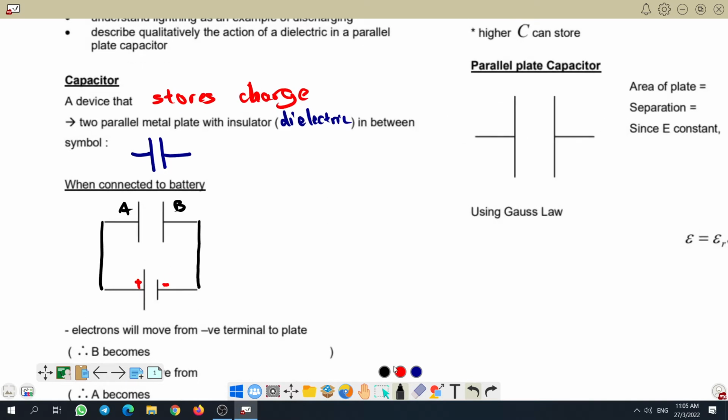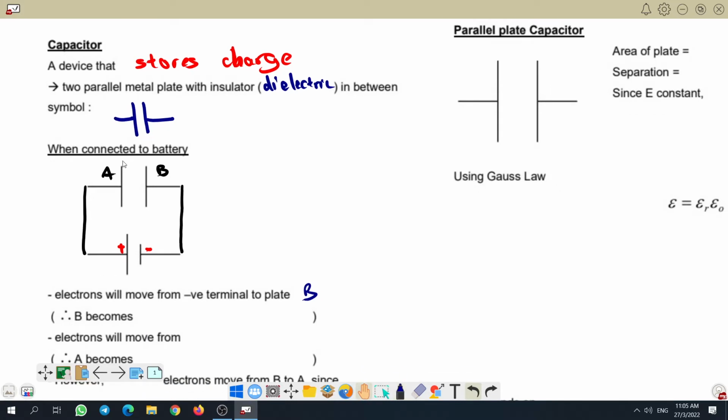B. Bukan A ke? Negatif ke sini kan? Ya, ke B. Negatif kan? Elektron, bukan charge, bukan current lah. So to plate B. Ya, elektron keluar di sini masuk sini. Menjadikan B becomes, tapi ingatlah charge itu bukannya boleh melompat sebab di tengah-tengah ada insulator atau dielectric. So B becomes positive, negative? Negatif. Negatively charged.